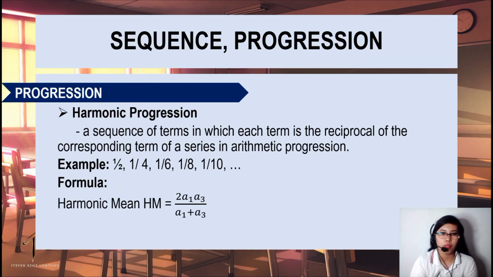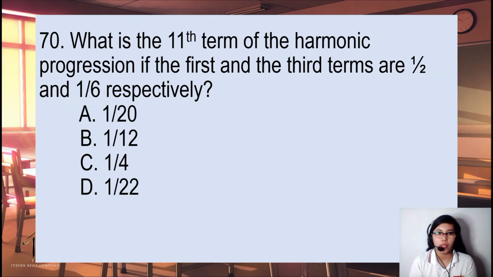Next, harmonic progression is a sequence of terms in which each term is the reciprocal of the corresponding term of a series in arithmetic progression. So actually, parang arithmetic sequence lang din siya, but it's the reciprocal. So harmonic mean, we have 2 a sub 1 a sub 3 all over a sub 1 plus a sub 3. So for our last problem, what is the 11th term of the harmonic progression if the first and the third terms are 1/2 and 1/6 respectively?